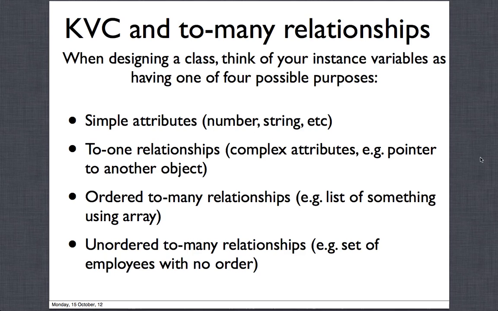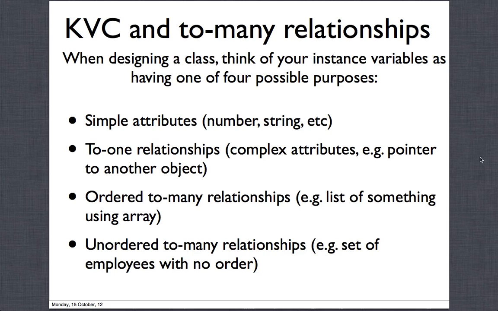You could also have a variable which is a to-one relationship, meaning it's a complex attribute. It's something that still points to something single, but that something single is not just a value, it's another object. It's a pointer to another place in your application. You could also have a variable that represents an ordered to-many relationship, meaning you have an array, for example, which is a set of pointers to other objects.